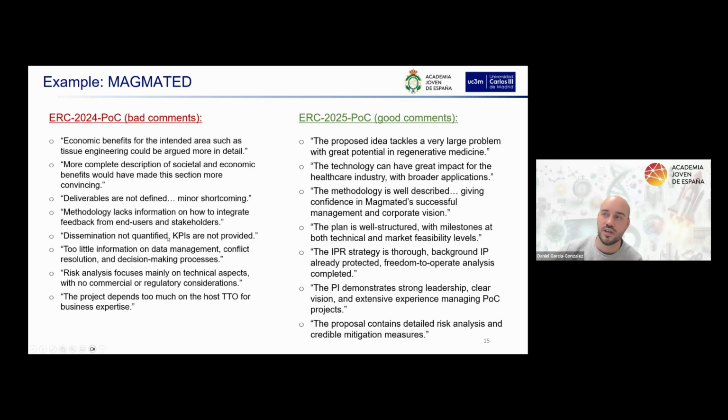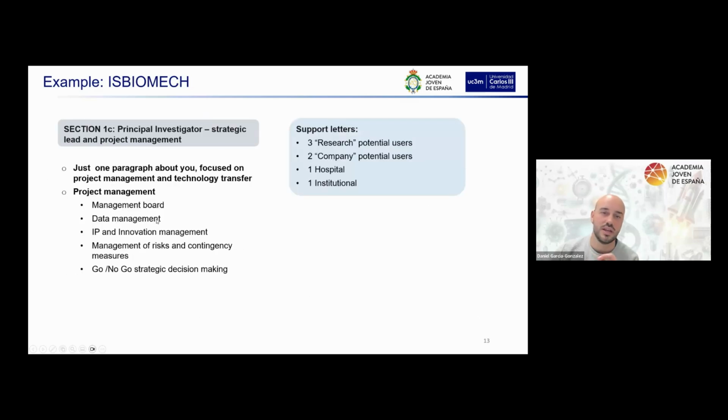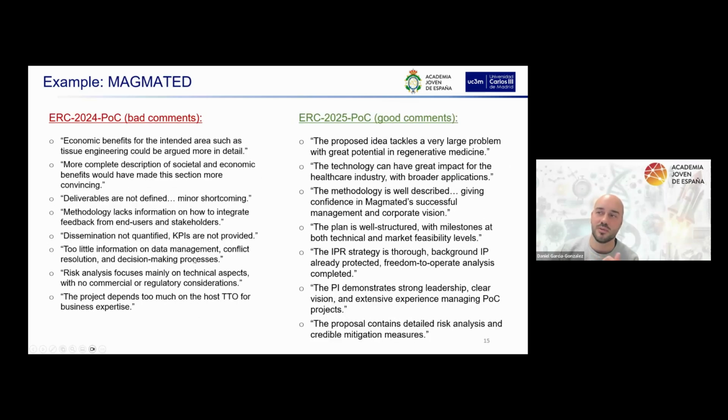Dissemination not quantified, KPIs are not provided, too little information on data management. Okay, this is important because at this point they changed the rules, this last part, 1C. Now in the last proof of concept, they added data management, conflict resolution, decision-making processes. So don't forget about it. The last part is not to talk about you, but about these things.